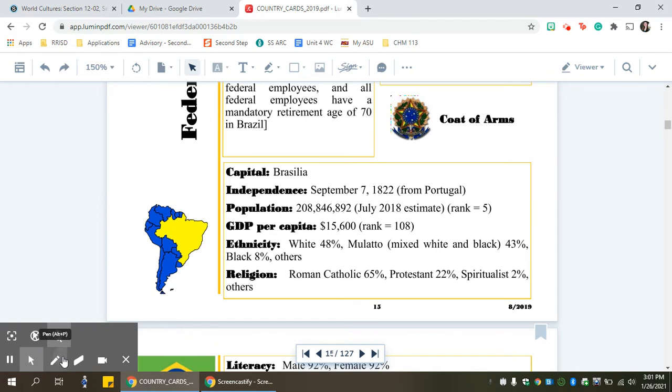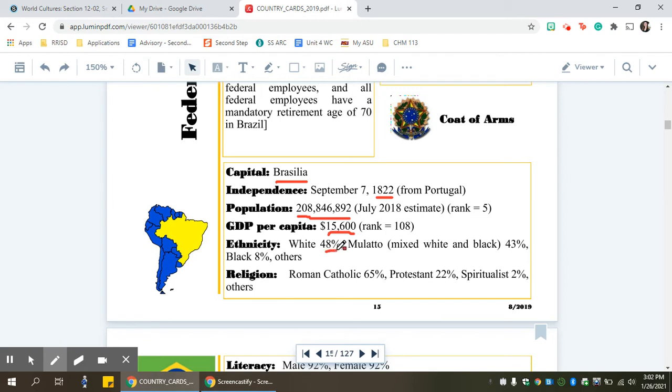The capital of Brazil is Brasilia. They did receive independence from Portugal on September 7th, 1822. The population is a big one. In fact, it's ranked number 5 in the world on population. Their GDP, which we learned about in our Pear Deck for today, is about $15,600. That ranks 108th in the world for GDP.